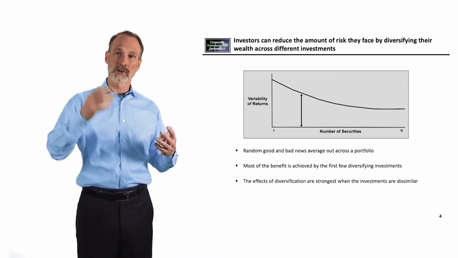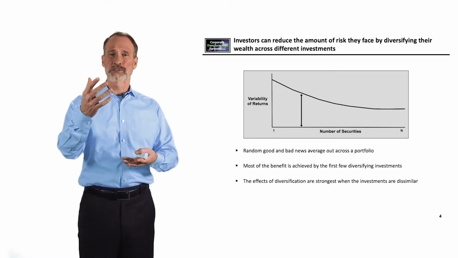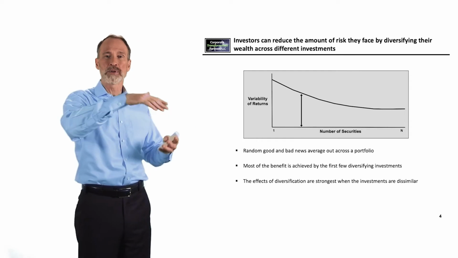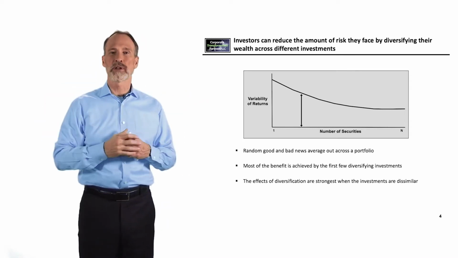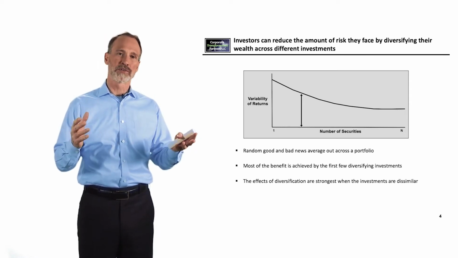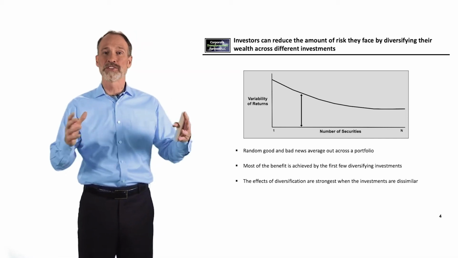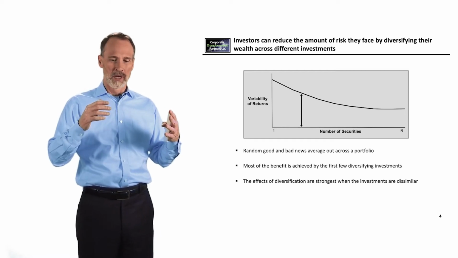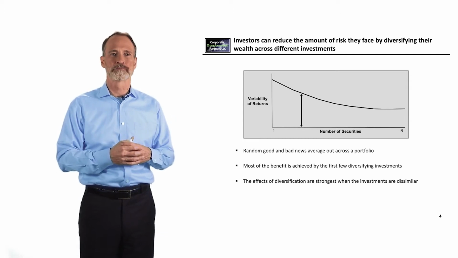Maybe one company discovers a new product, maybe another company has some sort of accident in their warehouse. And if they're truly random events, across many companies, those random events will cancel out. And so you're going to reduce the level of volatility of the portfolio going forward. The effects of this diversification are strongest when the investments are dissimilar in nature, right? The risks have to be truly uncorrelated from a statistical standpoint, or truly random.